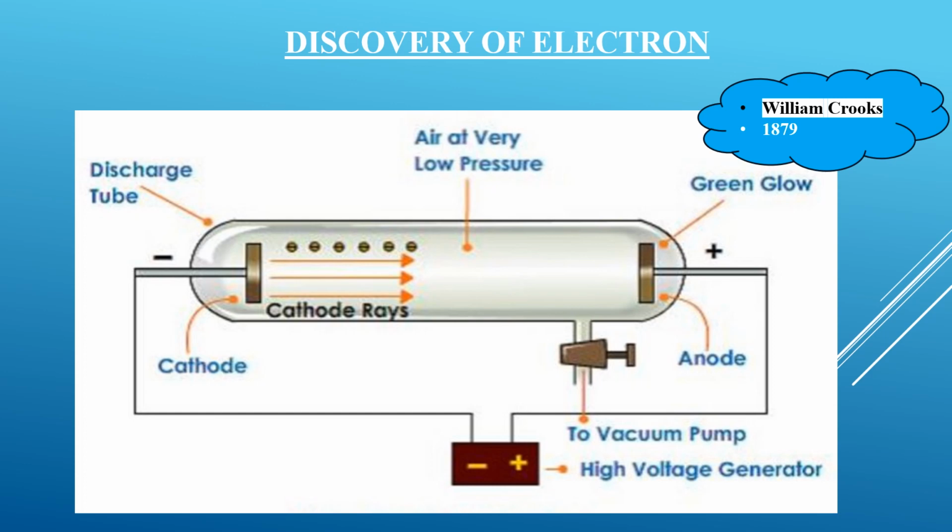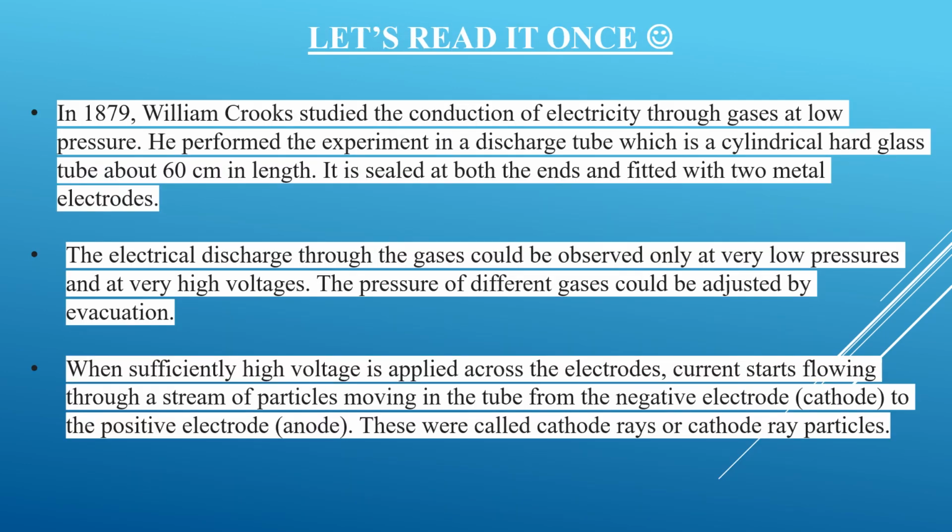The function of the vacuum pump here is to regulate the pressure of the gas taken in the discharge tube. Since the rays are moving from cathode to anode, it was assumed that the cathode rays must be carrying particles which have negative charge on them. Only then are they getting attracted towards the positively charged anode. So whatever we have done, let's just read it once again.